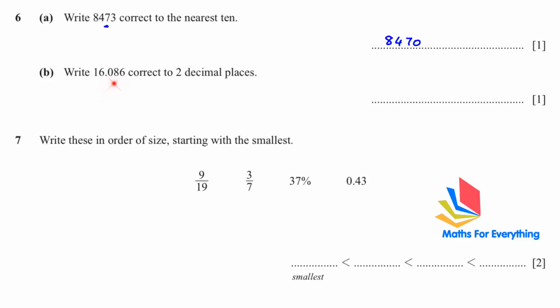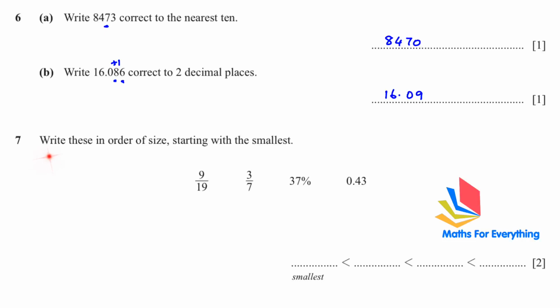Write 16.086 correct to 2 decimal place. The same thing we'll do. This is 2 decimal place. We look at the number after it. It's more than 5. It's 5 or more. So you add 1. And this will be 16.09.